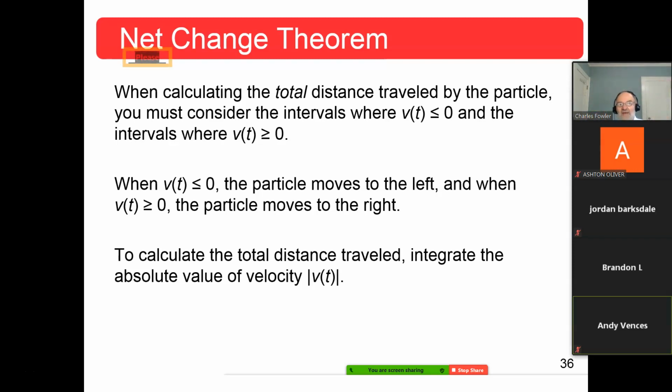Displacement is just that integral. For distance, you have to intervene and calculate any place where the velocity may have been negative, and you have to add that basically twice. So to calculate the total distance traveled, integrate the absolute value of the velocity. And we started the day almost with that kind of a thing.